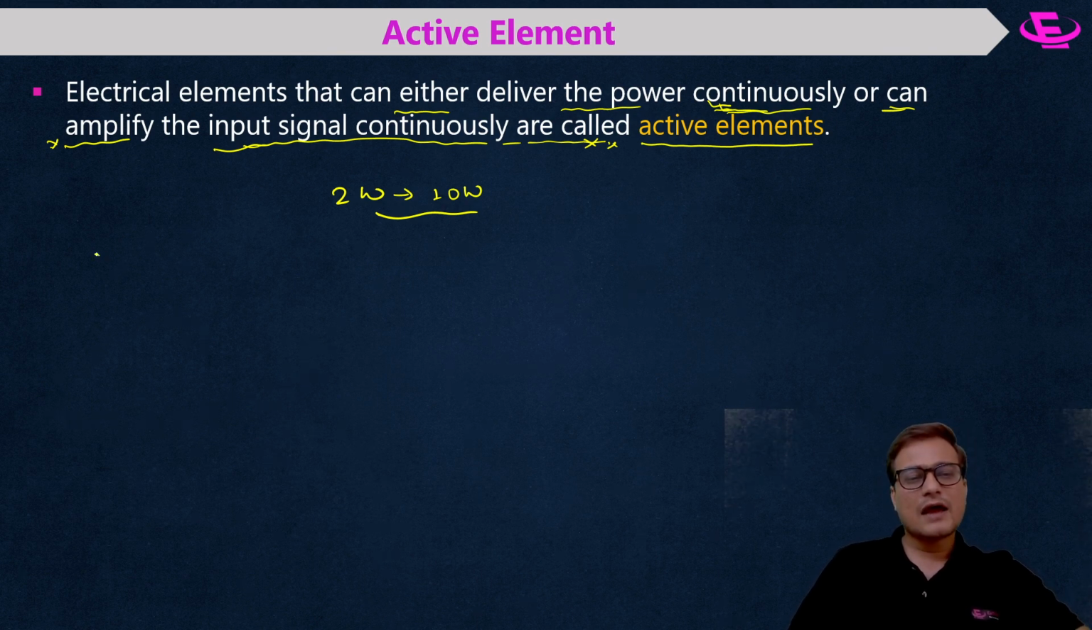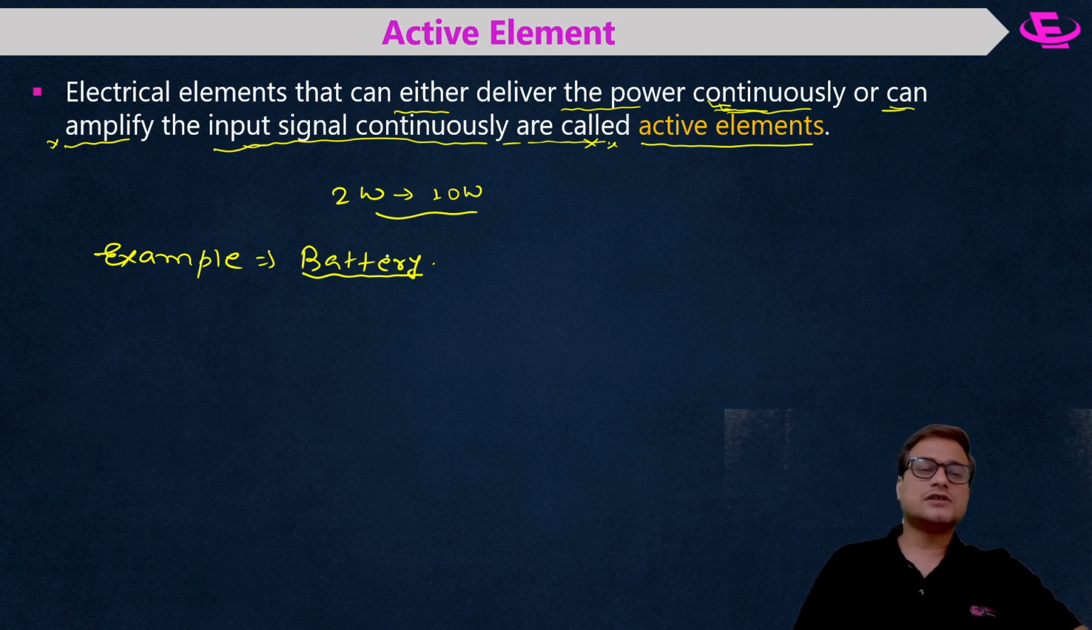So now let us take some examples. The first example will be a battery, or we can simply say a voltage source or current source. These are active elements because they can deliver the power continuously. The next example I am taking from electronics, that is the transistor.